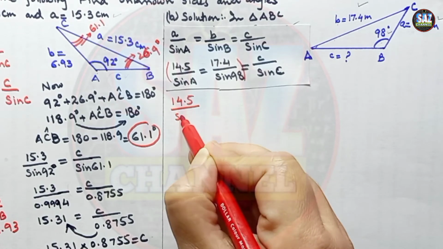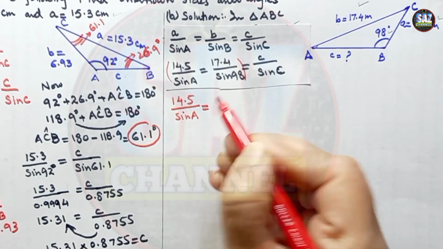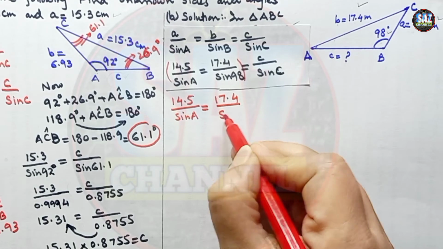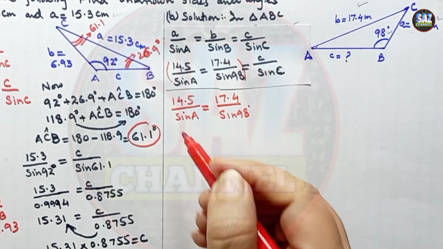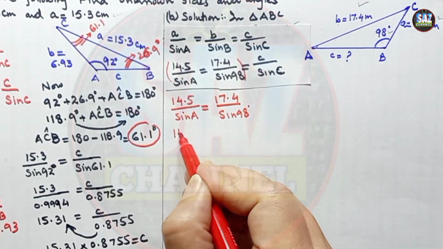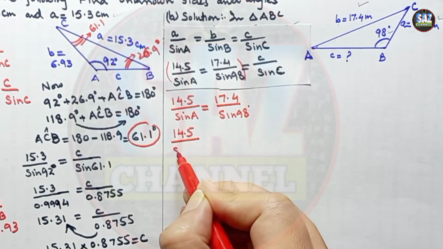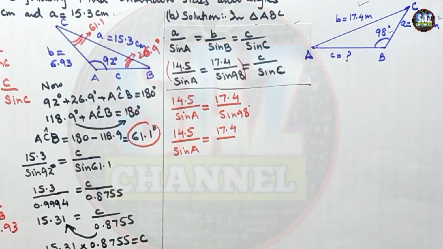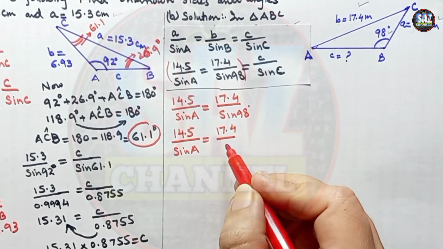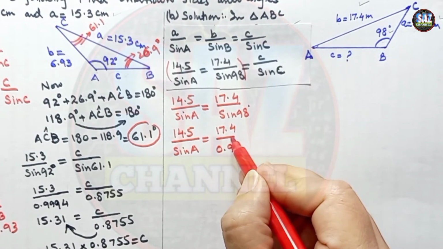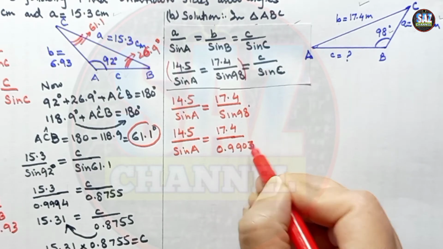The equation will take the form 14.5 upon sine A equals 17.4 upon sine 98 degrees. Now we have to check the calculation of sine 98 with the calculator, and this side I copy as it is. Sine A equals 17.4 upon sine 98. Sine 98 gives me 0.9903.